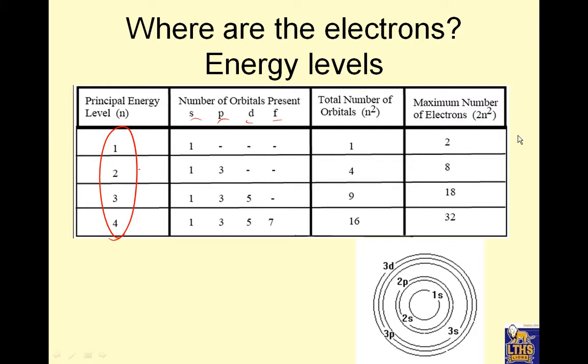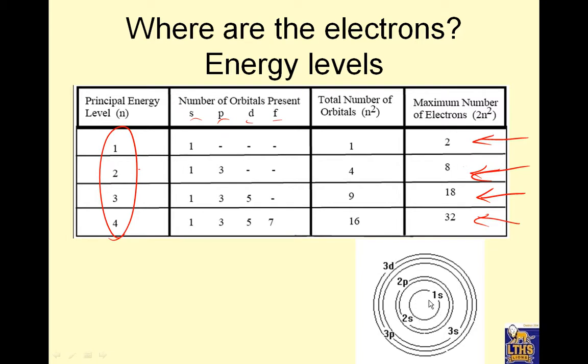2. You may remember these numbers, 2, 8, 18, from your discussion of rings in the past. So how many electrons can fit in the first energy level? 2. Second energy level, 8. Third energy level, 18. Fourth energy level, 32. But now we're going to see where they are in those energy levels.